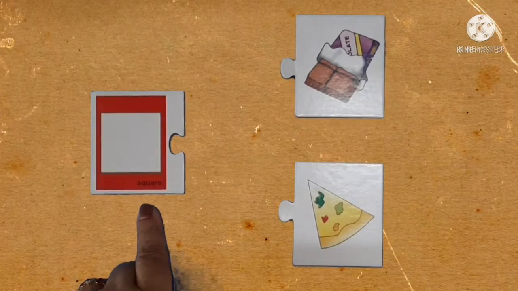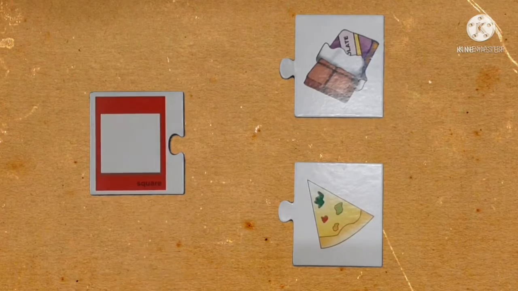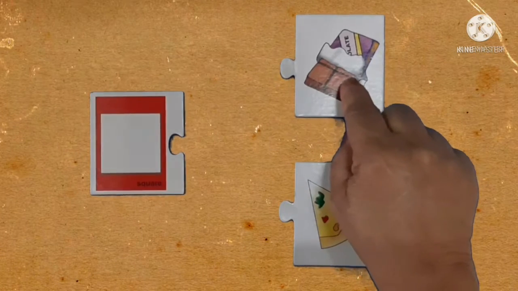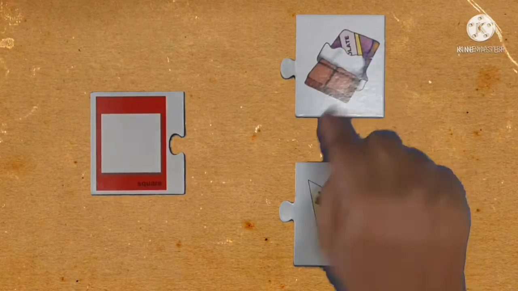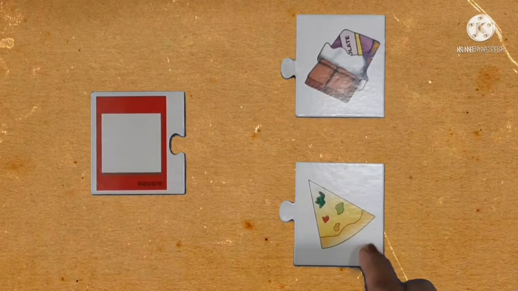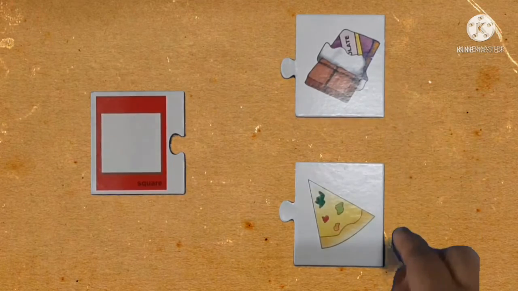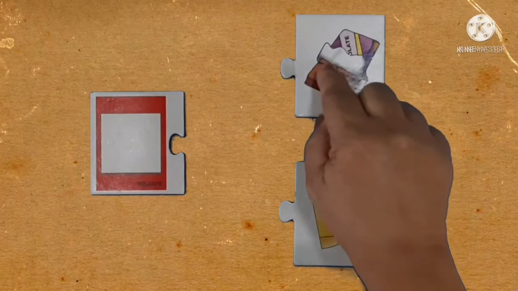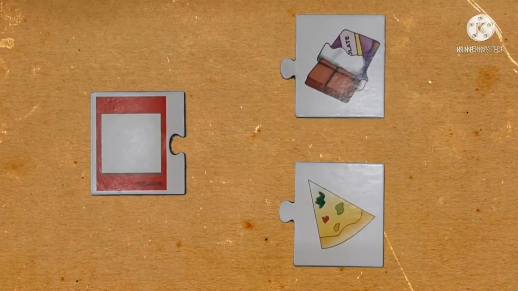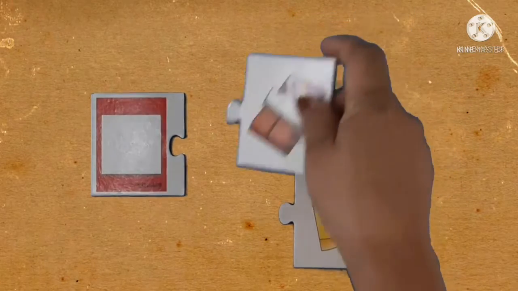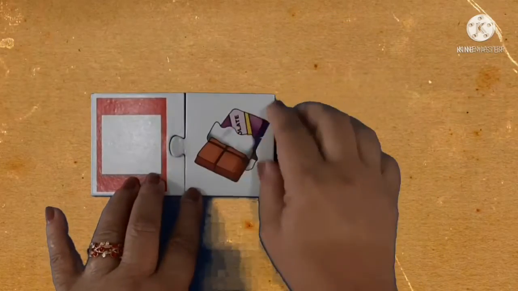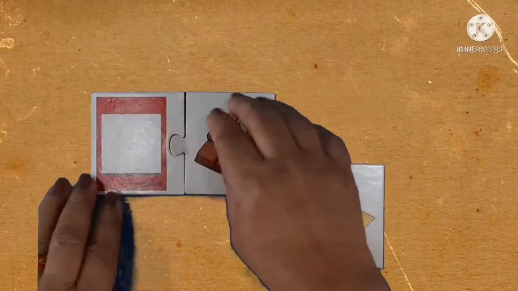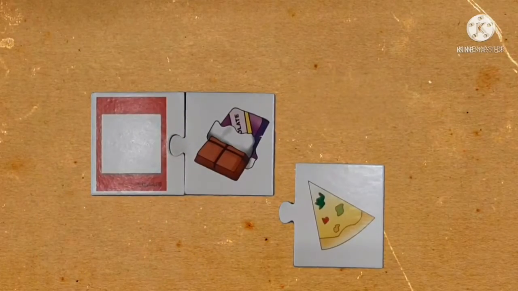Now, look at the next shape. What shape is this? Square. So, is this square, or is this square? Is it the first object or the second object? The first object. Can you see this part? It is square. So let's fix it here. Good job, children.